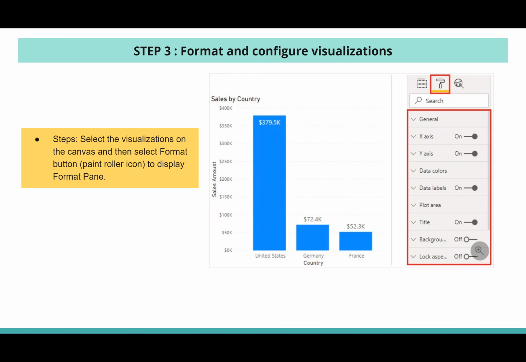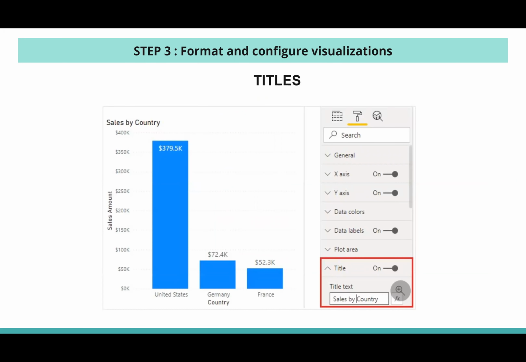Okay, the next one is the titles. This is an example of how you could change the titles. Just click on the paint brush, go to titles, and change the title. Make sure that you choose titles that are very accessible and very readable to your audience.